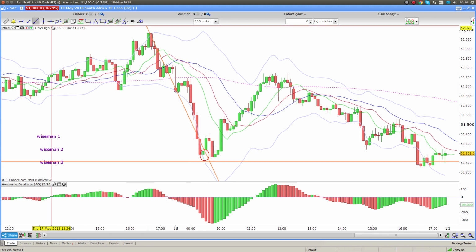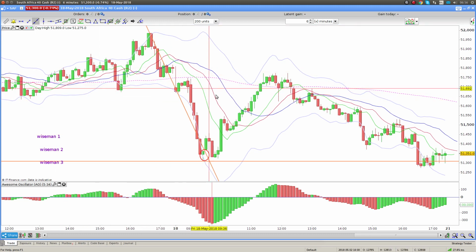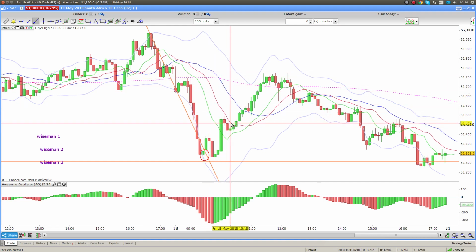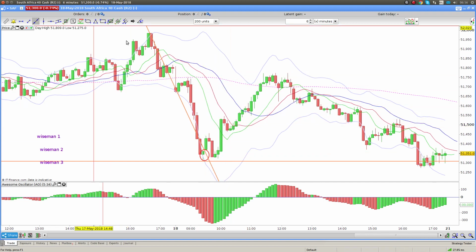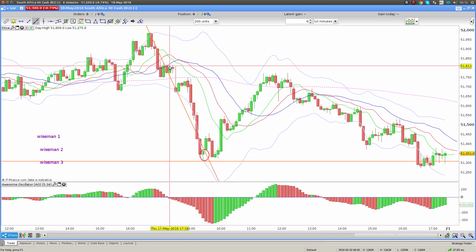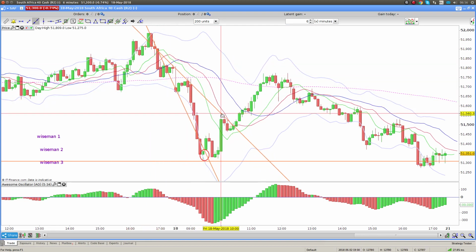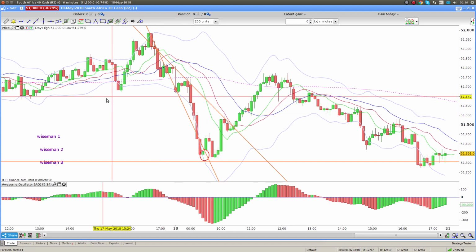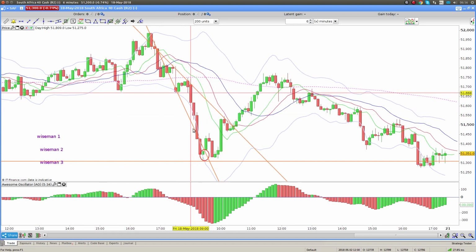I then draw another line, where the red line is. In other words, where is the teeth in relation to price? So where did it cross through the alligator? There's where price crossed through, and I do that. Now what you see is that price has been moving away from the alligator.